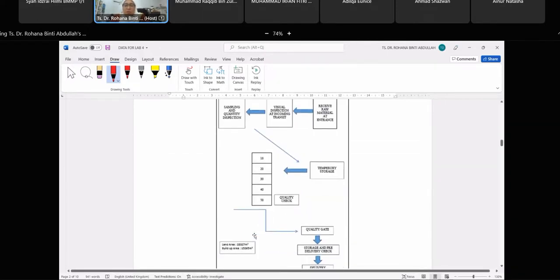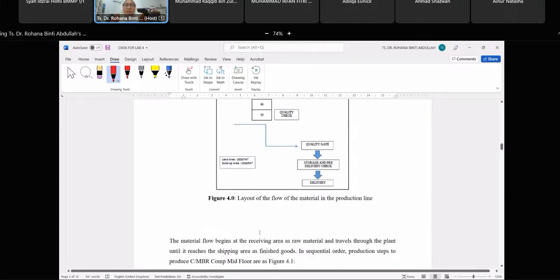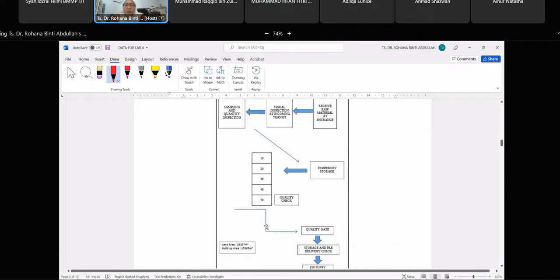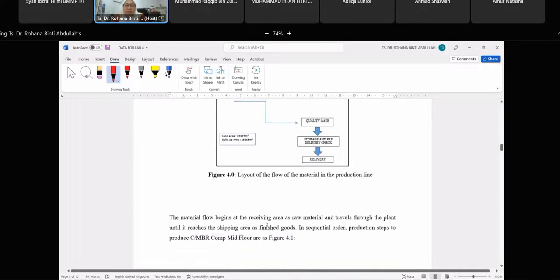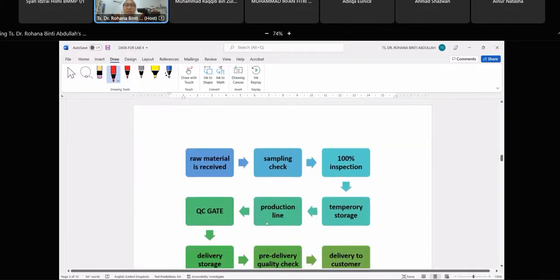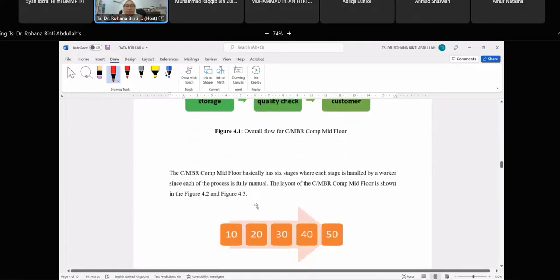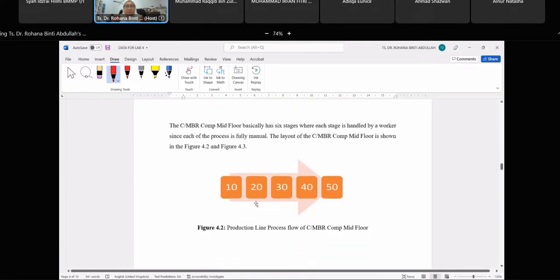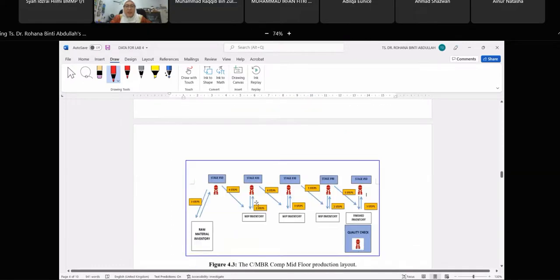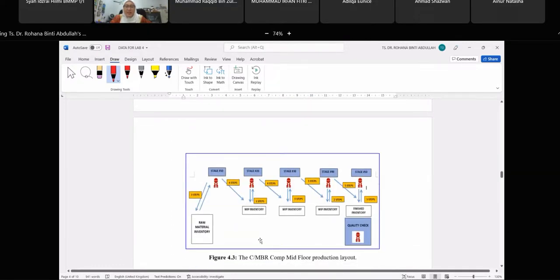Okay, the layout is already there, to look at the process flow. This is the flow, to develop the material flow, alright. This is the flow, and this is all the layout. So all this information you have to transfer into your current state map.